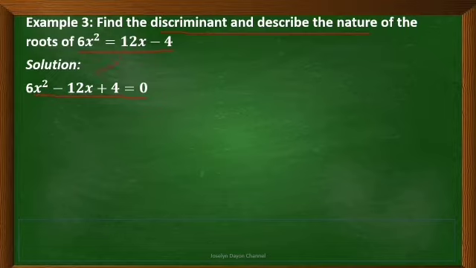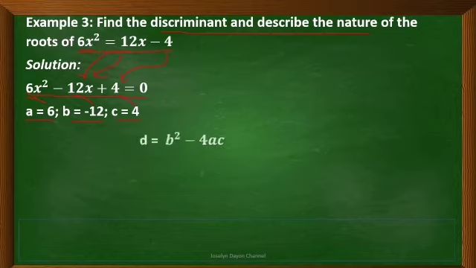Since the equation is not in standard form, 6x squared is already on the left side of the equation, so we copy it, and 12x transposes to the left side, that's why it becomes negative 12x. And negative 4 transposes, it becomes positive 4. After that, we have to determine the values of a, b, and c. So a is equal to 6, b is equal to negative 12, and c is equal to positive 4.